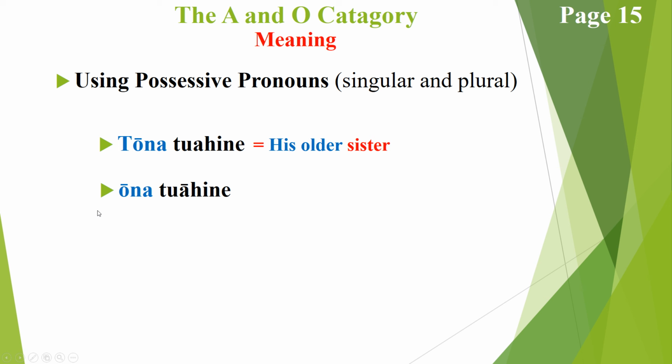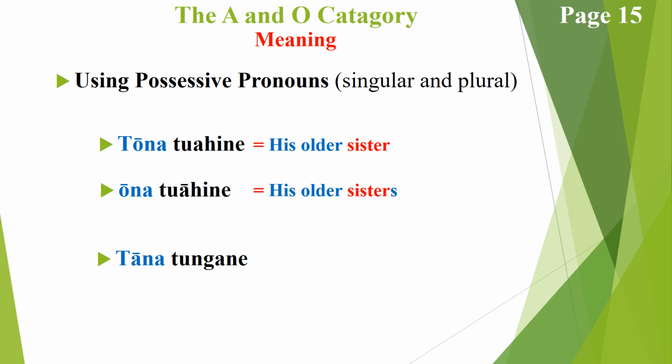Ka pai. So once again, we're looking at ōna tuahine. We drop the T, which turns it into plural. But for tuahine, we actually need to use that macron there as well, because ona tuahine doesn't mean anything. You should have it there. That macron should be there when you're using sisters in plural form. So it can only be older, which is his older sisters, in the O category. So let's take a look at tāna tungāne.